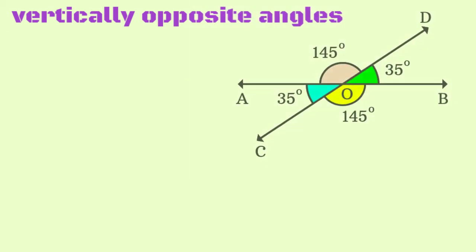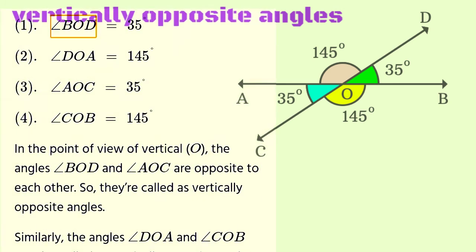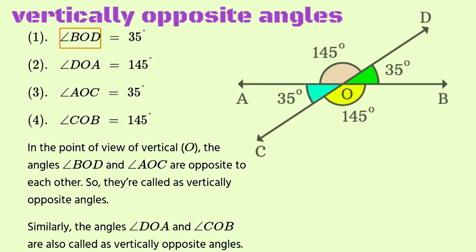If you measure the angles, you can see angle AOC equals 35 degrees, angle DOB also equals 35 degrees. Angle BOC is 145 degrees and angle AOD is 145 degrees. From this measurement we can say that angle BOD and angle AOC are opposite to each other, so they are called vertically opposite angles. Similarly, angles DOA and COB are also called vertically opposite angles.